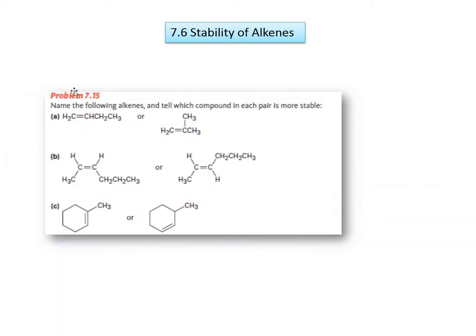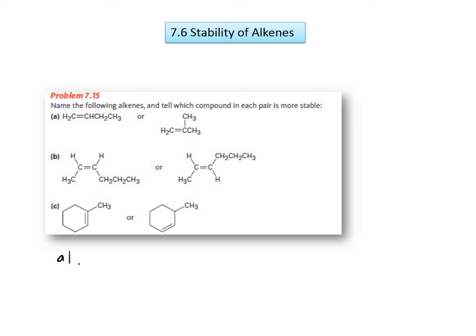Then we can solve a question related to this phenomenon. The question asks us to name the following alkenes and tell which compound in each pair is more stable. We have to look at how many substituents we have for these two molecules. Then we can compare. Let's look at the first one. I will redraw the first one so that you can see the number of substituents around the carbon-carbon double bond.